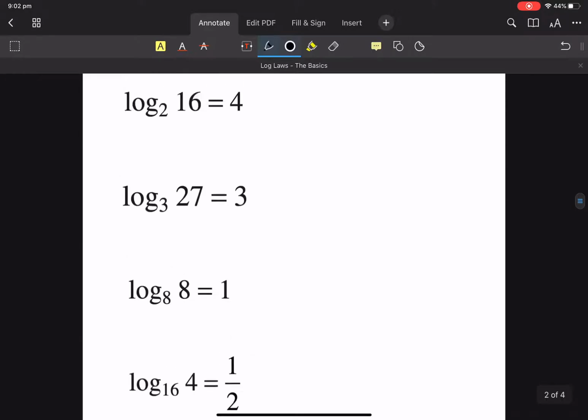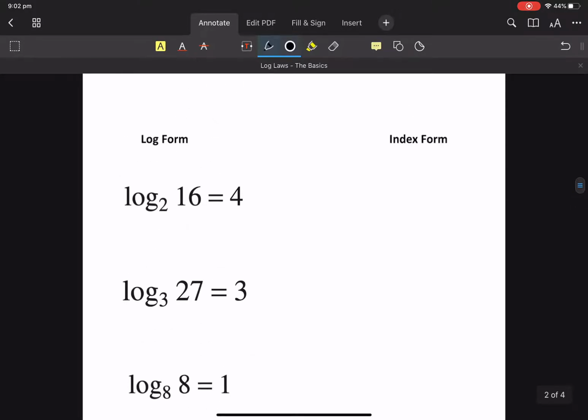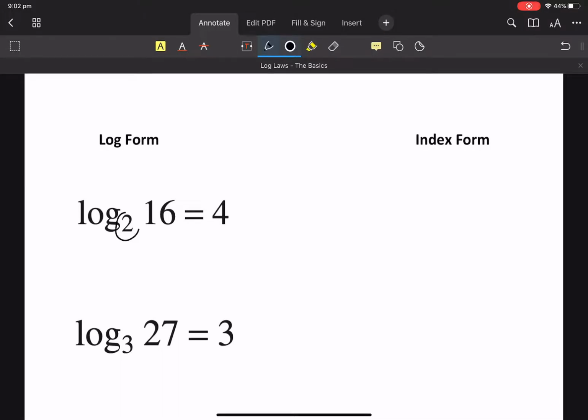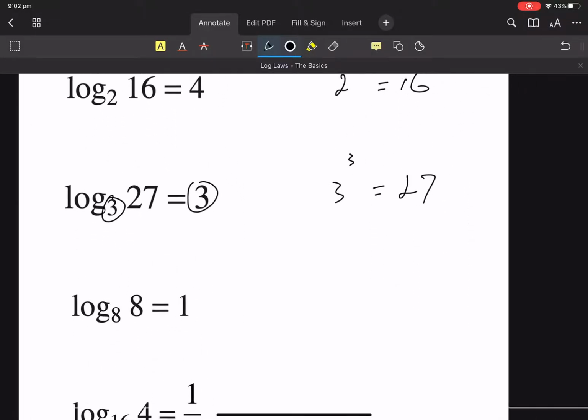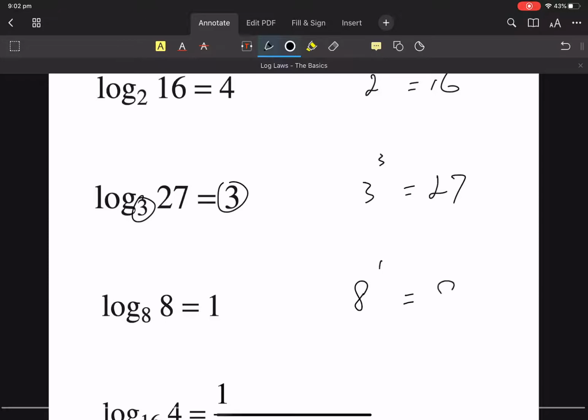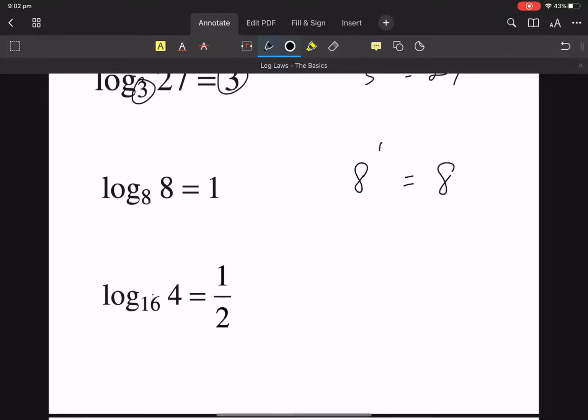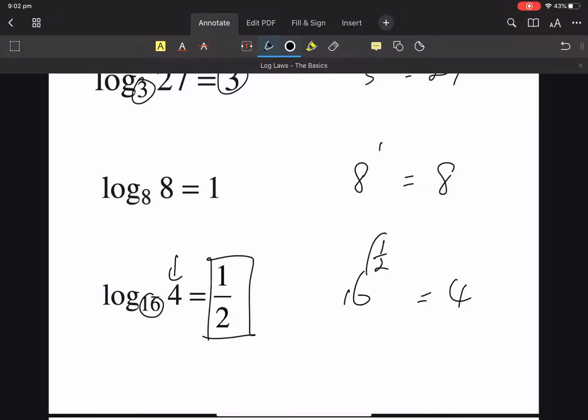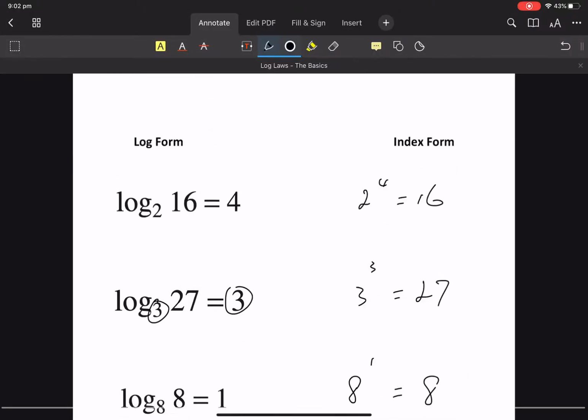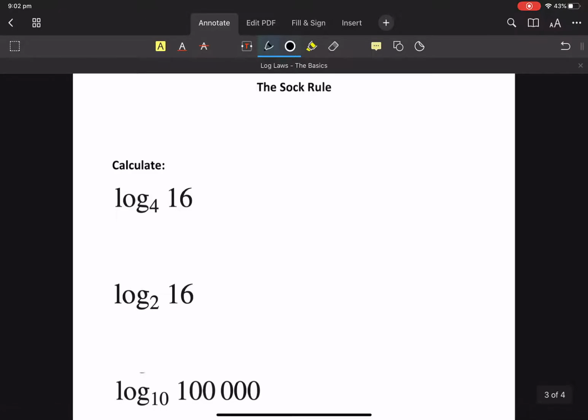So we need to know how to get from one form to the other to get some answers. Let's go the other way round. I'm going to give you, so there's my base. So it's going to be 2 to the power 4 is 16. 3 cubed equals 27. 8 to the power 1 is 8. 16 to the power a half is 4. Remember, that half is like that. We okay with that? No, we're not okay with that. But anyway, that's what we've got to do.